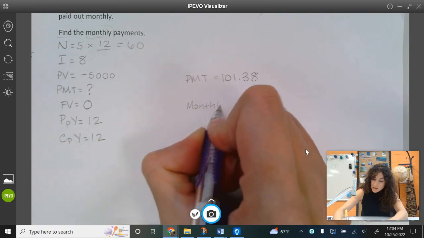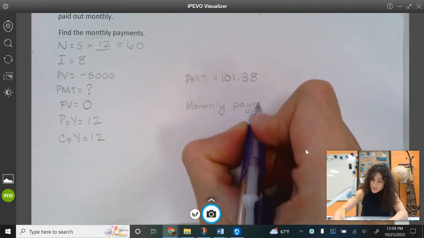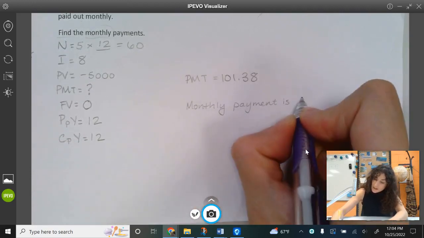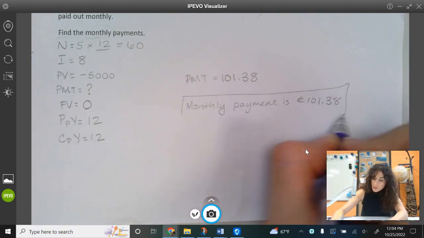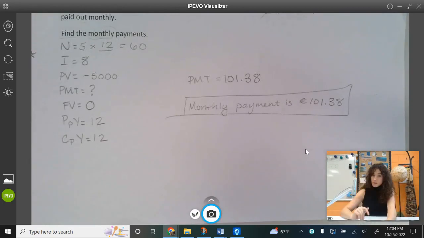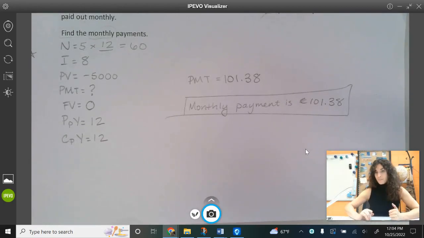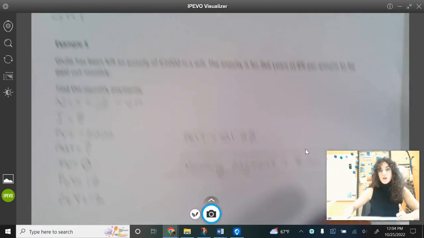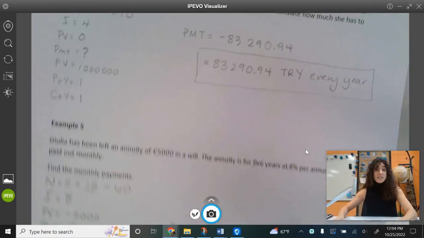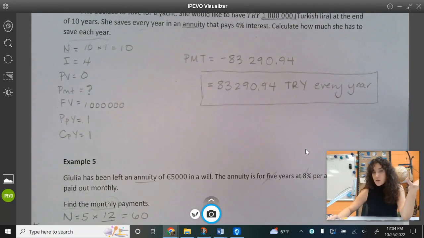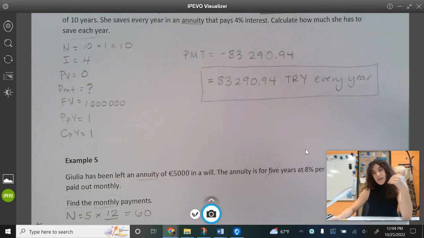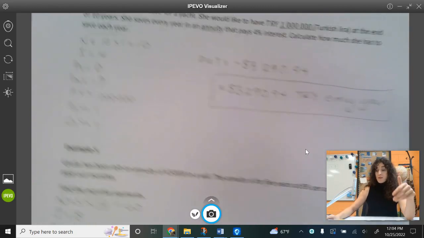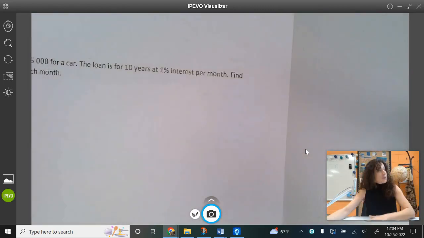So the monthly payment to me, or to Julia, is 101 euro and 38 cents over 5 years out of this will. There we go. So that's how we deal with annuities. That's how we know what is an annuity. A lot of times it'll say annuity, but if it doesn't say annuity, we know that it will be an annuity because we are dealing with this idea of saving money, not paying off money, and because we have payments.